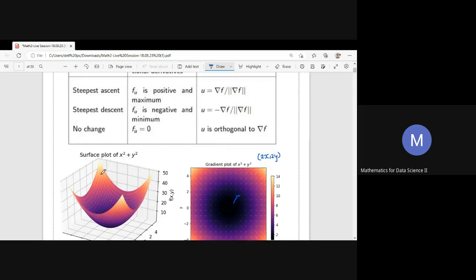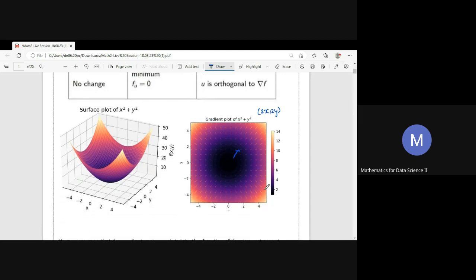The steepest ascent, the fastest increase, is nothing but the direction of the gradient function. We know the steepest ascent happens in the direction of the gradient function. It is very clear to see from this graph.